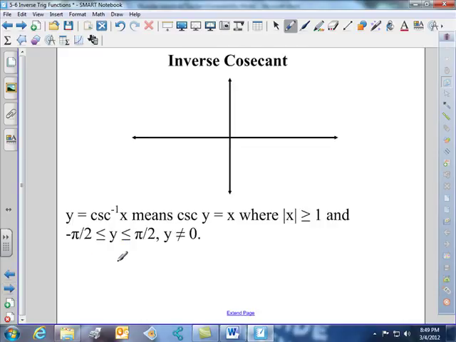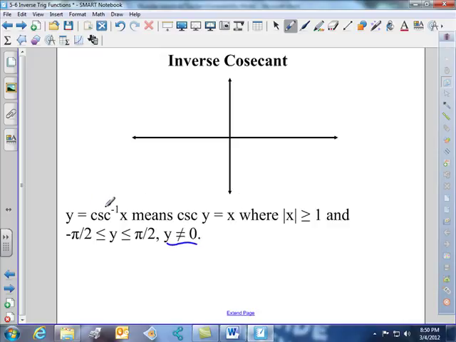For the inverse cosecant, meaning still the same, y equals the inverse cosecant of x means that the cosecant of y equals x, where the absolute value of x is greater than 1, and this y value is still between negative pi over 2 and pi over 2. Now, one little added piece of information here: the y value cannot equal 0.